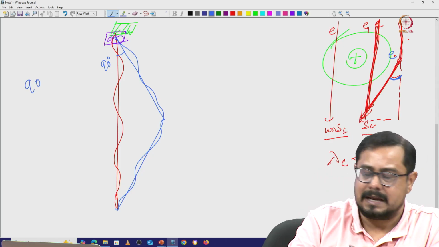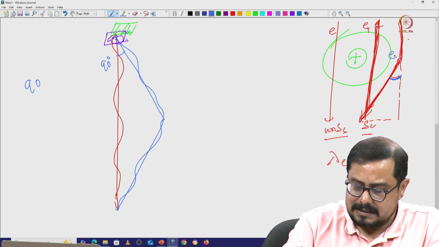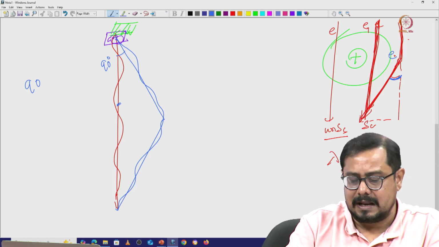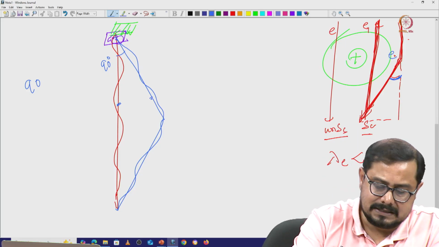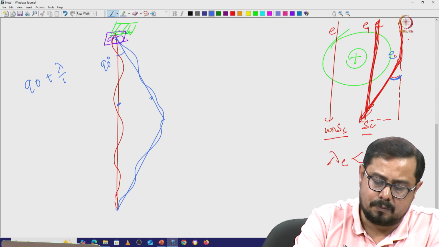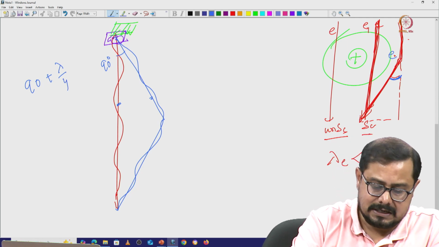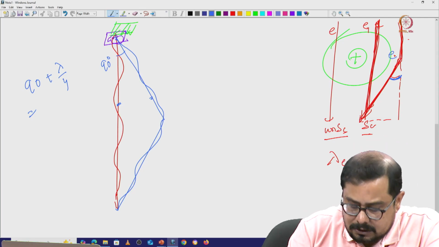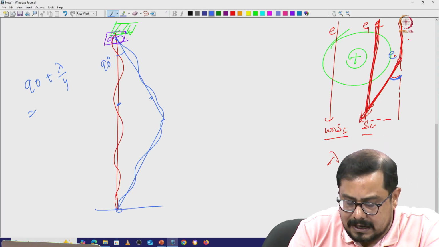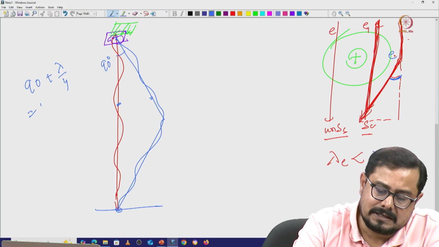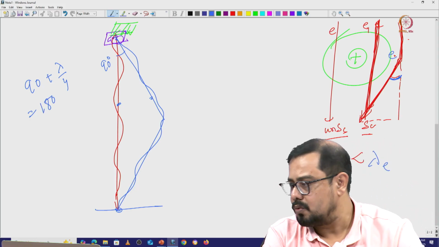So if there is a 90 degree angle change, and a path length difference between this red and this blue of lambda by 4, you can see the total change when the entire signal is coming and being recorded here, unscattered and scattered electron. The total phase change is almost 180 degrees.